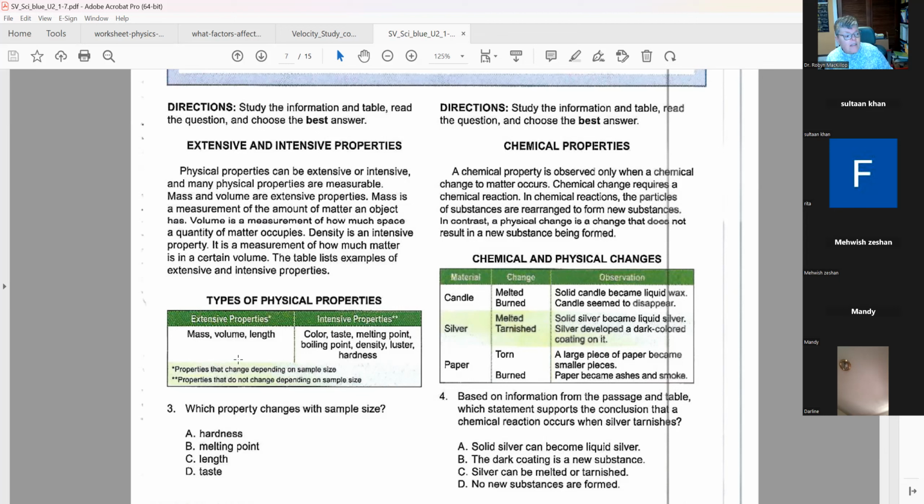And hardness is not mass, volume, or length. Melting point is not mass, volume, or length. How about length? Yeah, length. That's perfect. Nice. All right, and then we've got chemical properties.